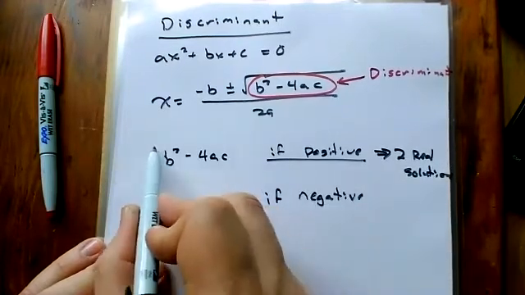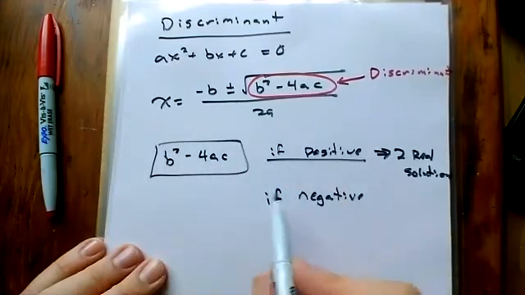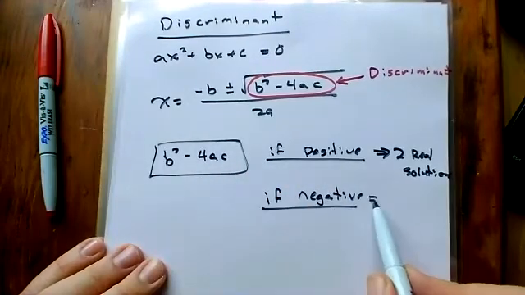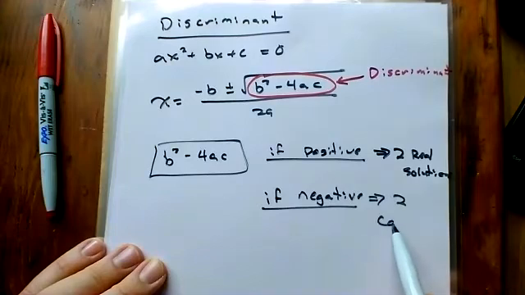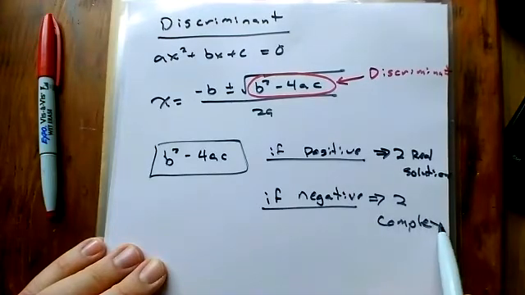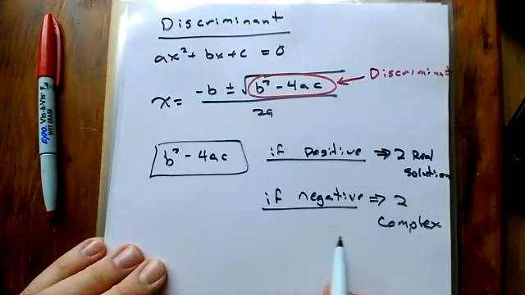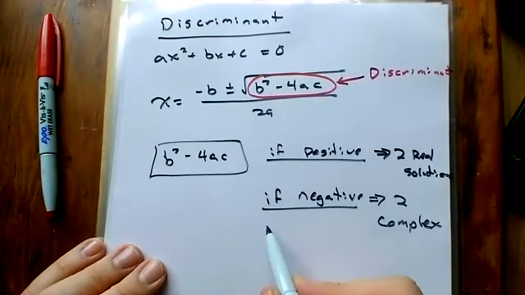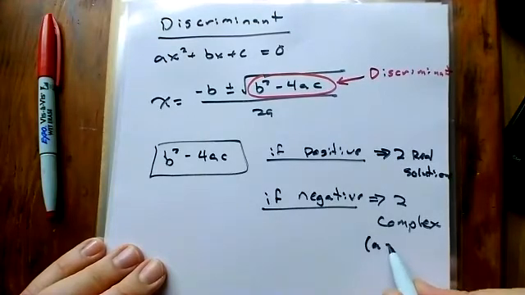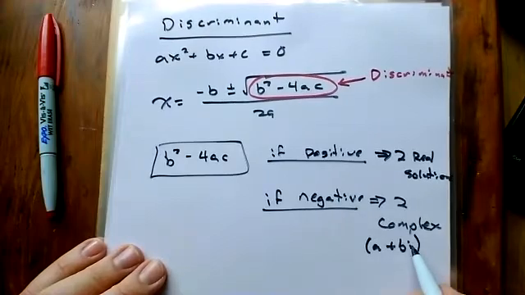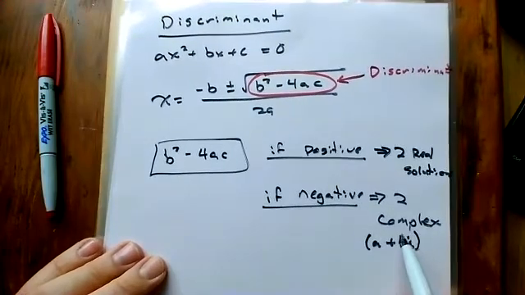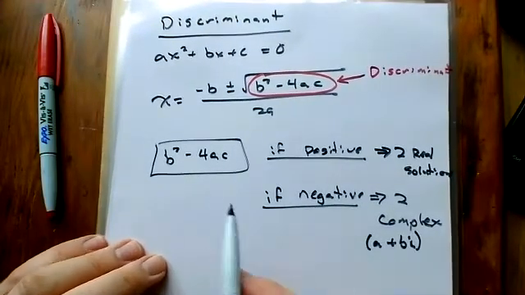So if this discriminant is positive, it's two real. If it's negative, you're going to end up with two complex solutions. So remember, that's things in the form of a plus bi, and i is just the square root of -1.